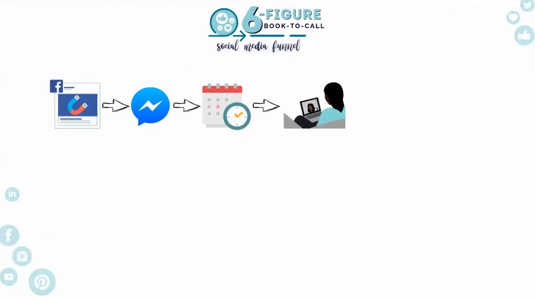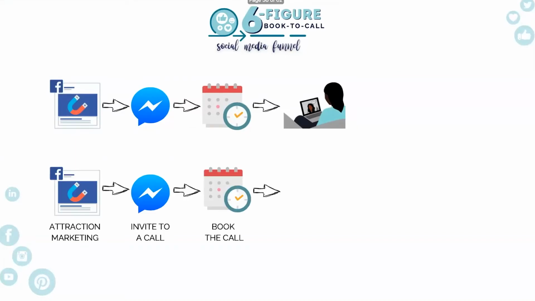So here's that basic structure I just showed you, that social media funnel, that book to call funnel, okay? And I made one tiny adjustment to this funnel, and it increased my conversions dramatically. I think for me personally, when I made this tiny change, I went from converting roughly 40% up to about 75 to 80% with this one small change.